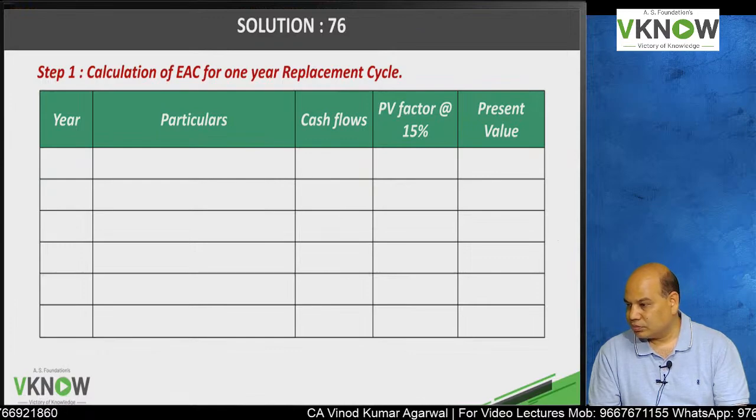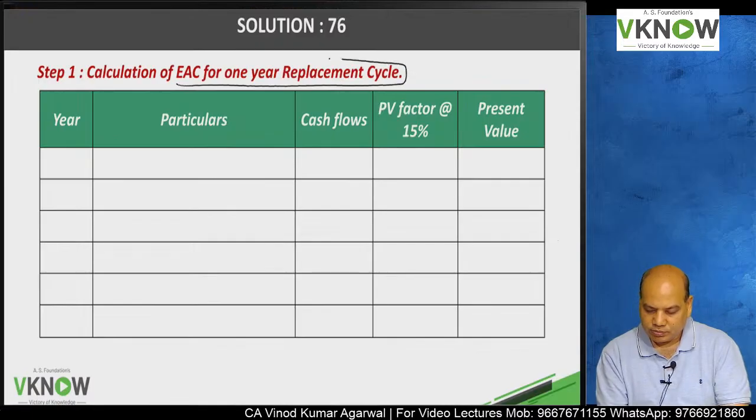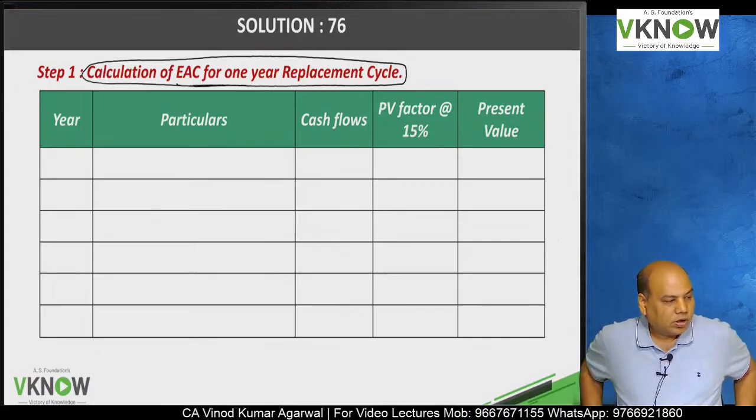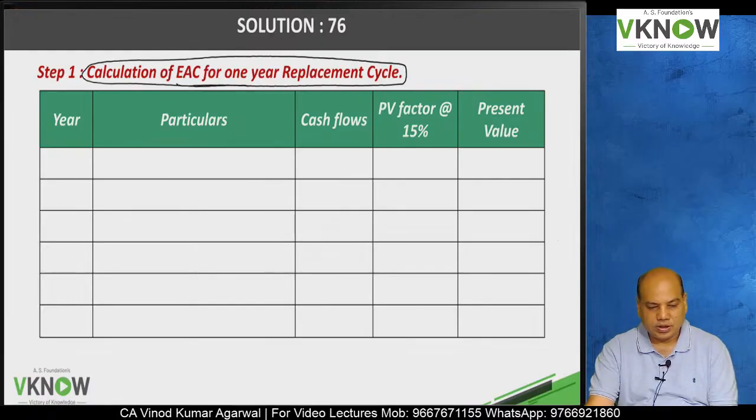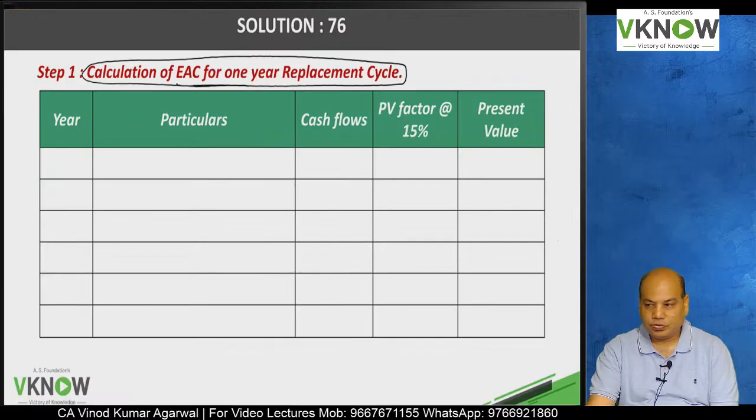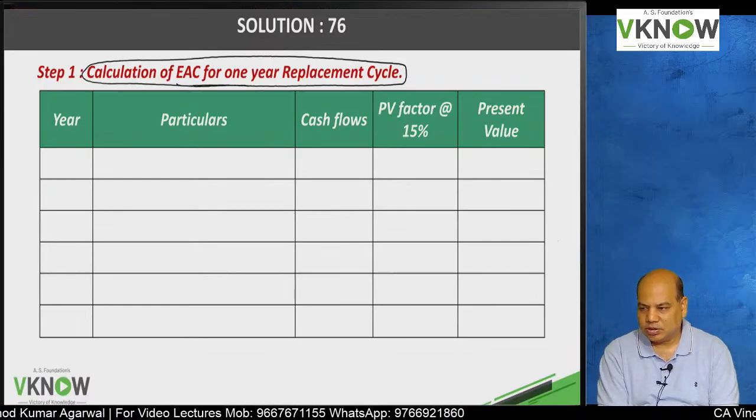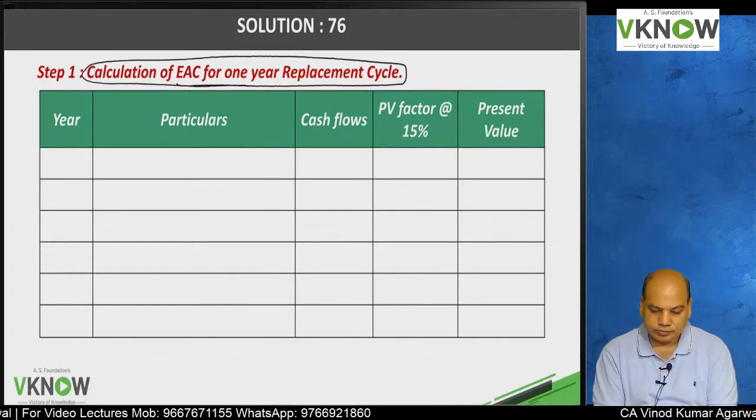Right? So let us write down. Four times I have to prepare this table, no choice. Calculation of EAC for 1 year replacement cycle. The table will be the same every time: Year, particulars, cash flow, PV factor at 15%, PV.